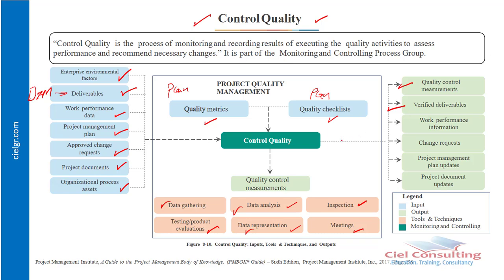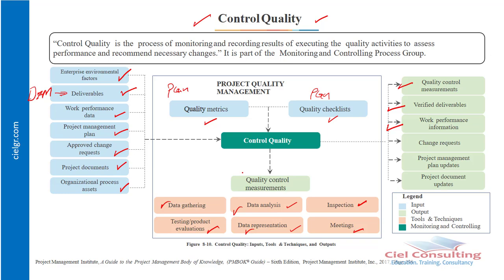So verified deliverables simply means that we have checked these deliverables and they meet quality expectations, and can now be used for further project work. And then you have your work performance information also as an output of this process. Work performance information simply refers to the information we have gotten from this analysis, which is our data analysis, which will help us to determine whether we are meeting quality expectations or we have a variance with regards to the quality expectations.